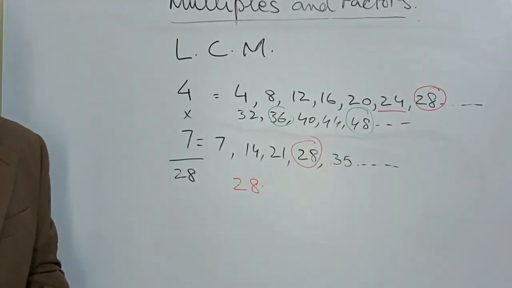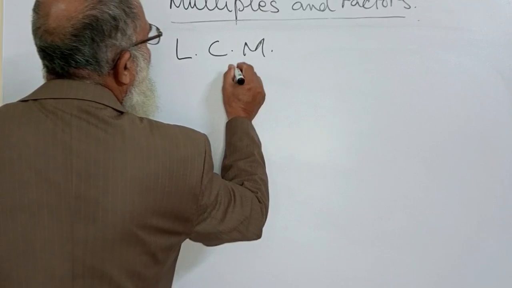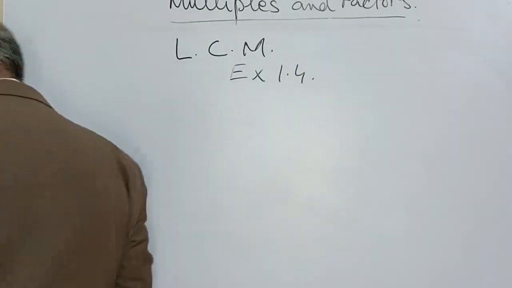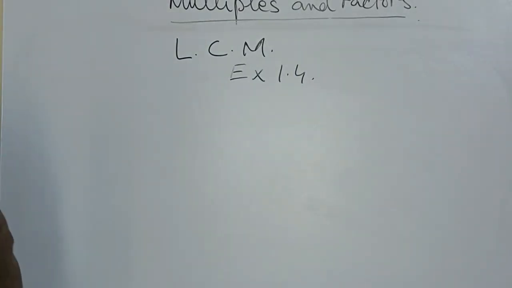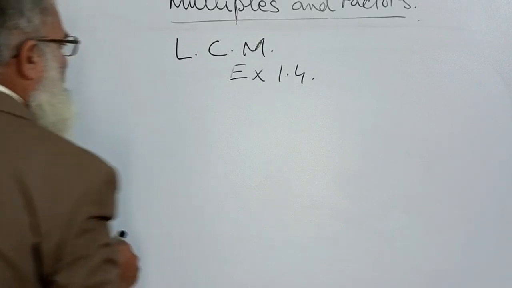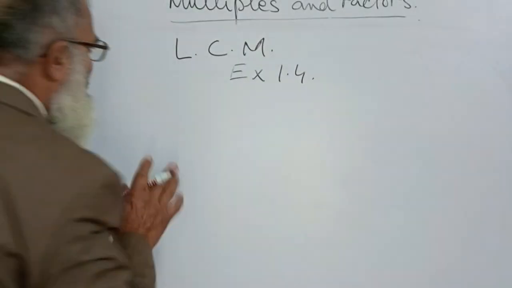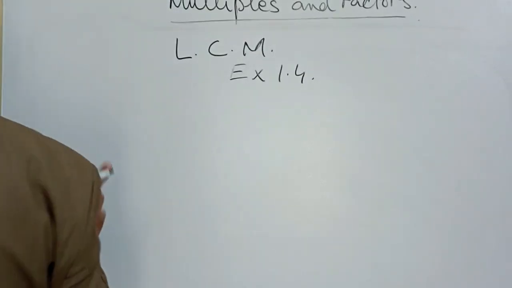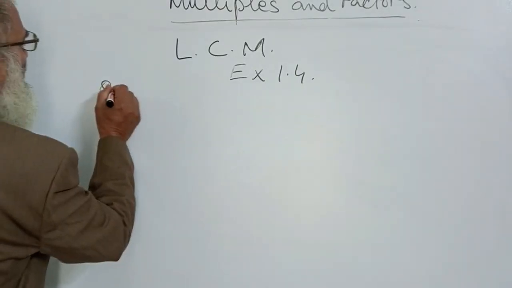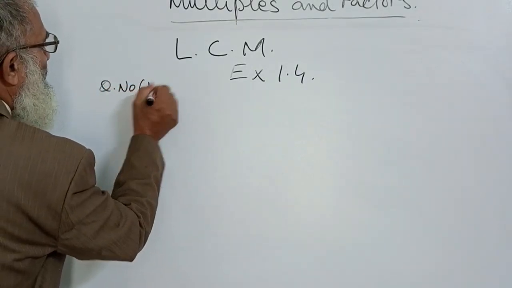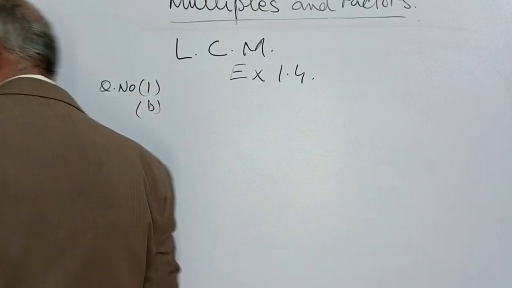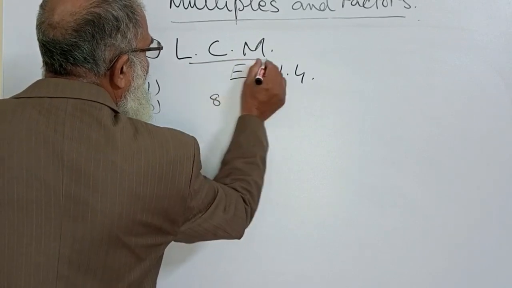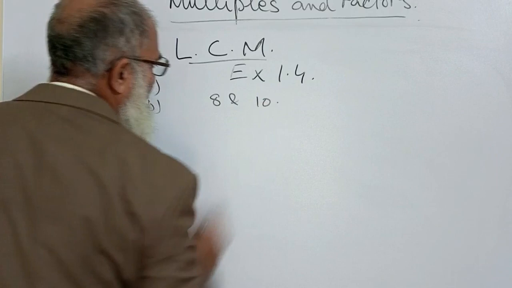Now let me proceed to Exercise 1.4. And how many parts are there? There are 12 parts in this. Question number 1. I am going to solve only a few of them, and I have solved two of them in my example also. Question number 1, part B. And what does it say? It says to find the lowest common multiple of 8 and 10.